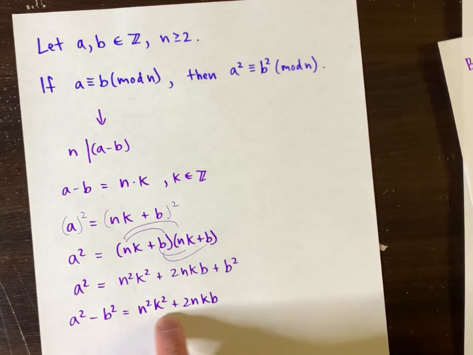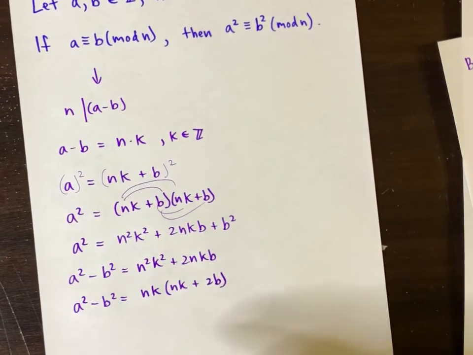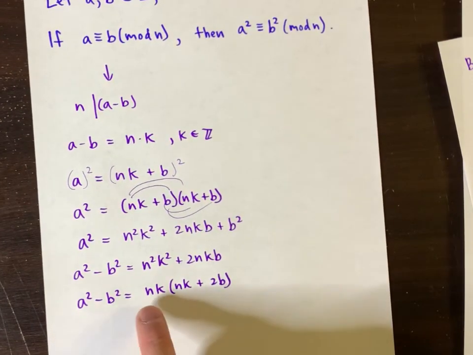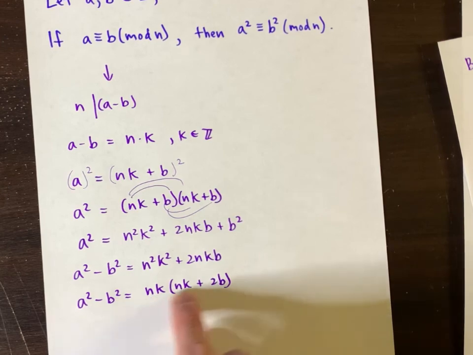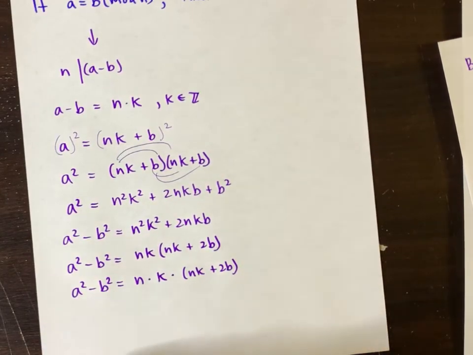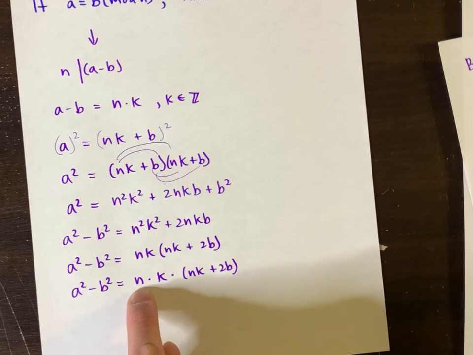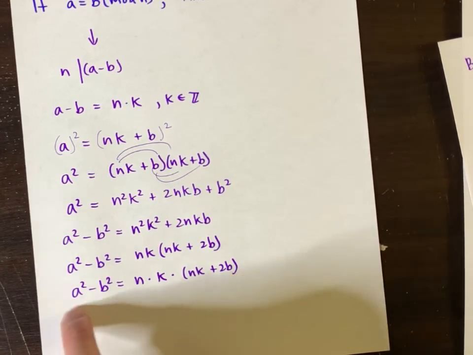But you know what I see? I see that I can take out an n and a k as a common factor, as the greatest common factor from these two terms. So I have a squared minus b squared equals this times this times this. Let me write this again, but let me put some dots in between. Look at what we have. This is equal to this number times this number times this number. These are 3 numbers, and all together when multiplied, they give you this back.